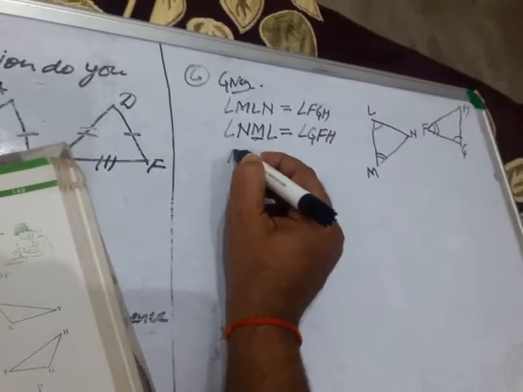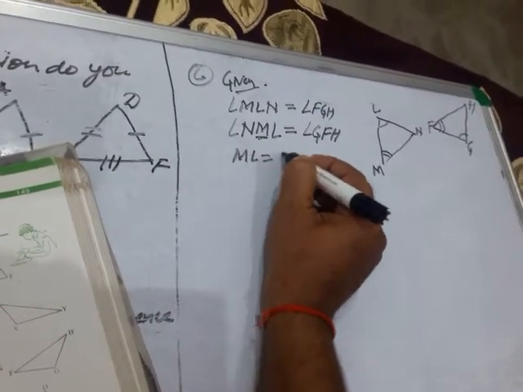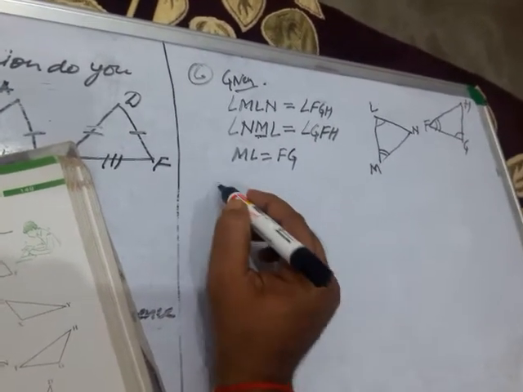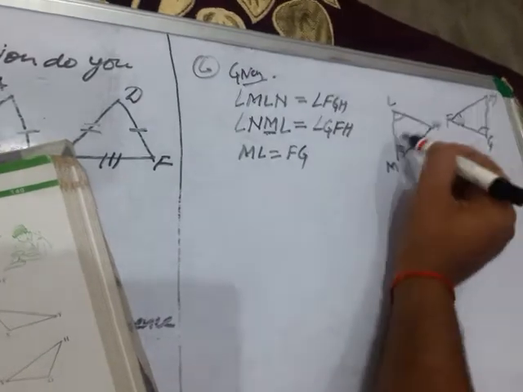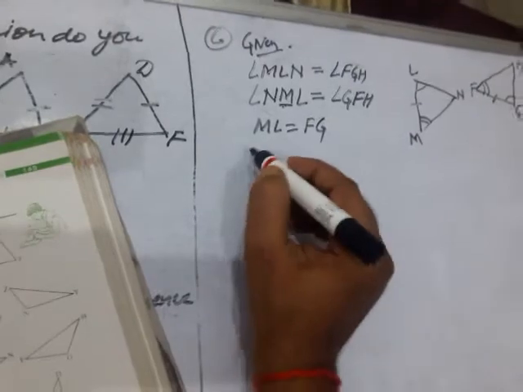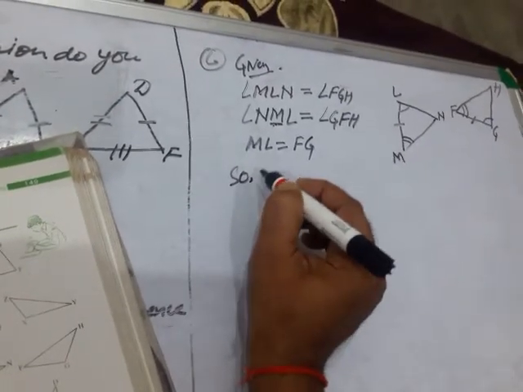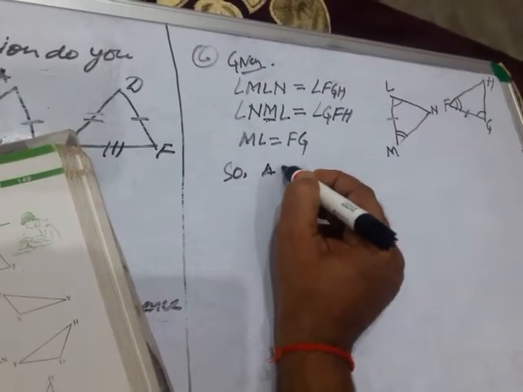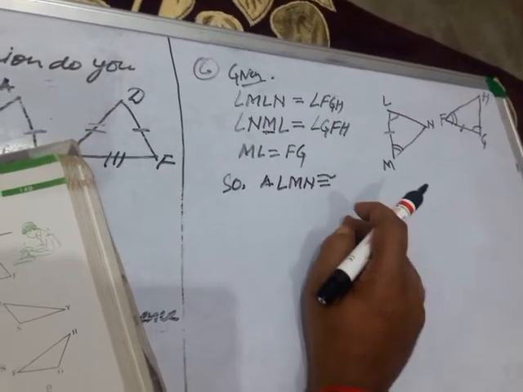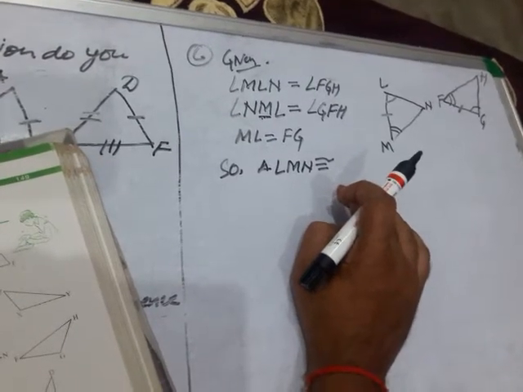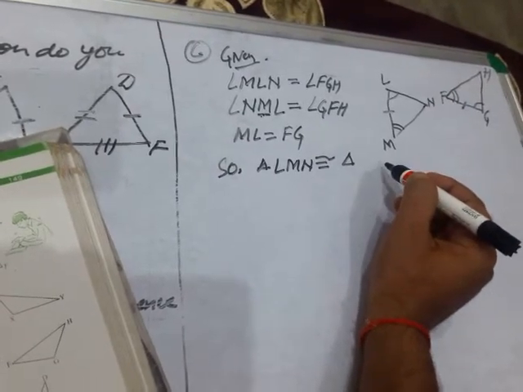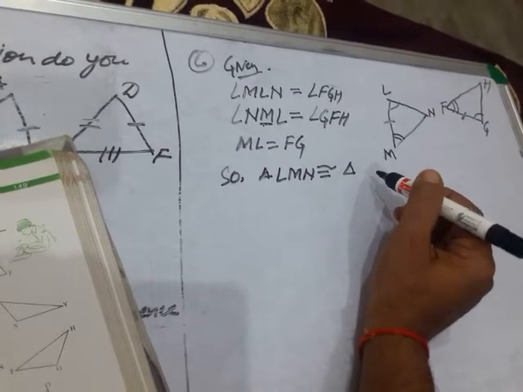ML equal to FG. Where is ML? This is ML equal to FG. Right, children? So see, triangle LMN is congruent to triangle, which one? Triangle GFH.